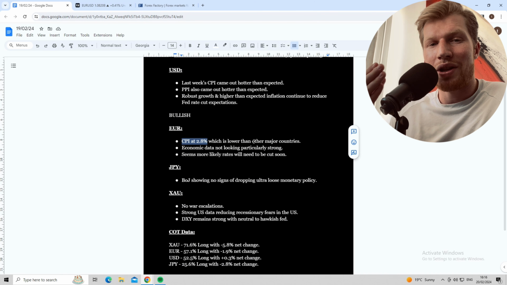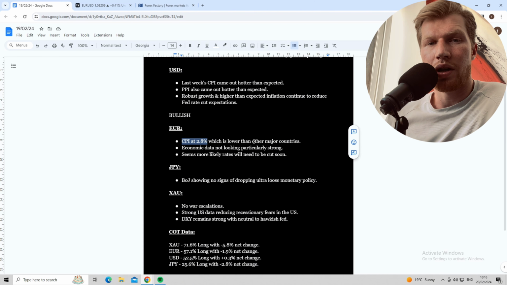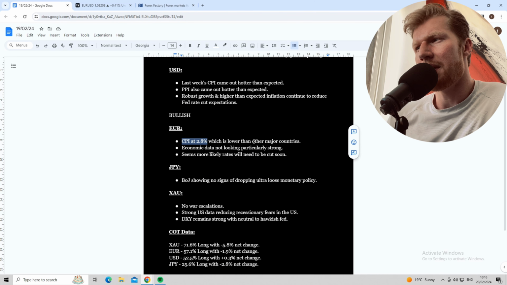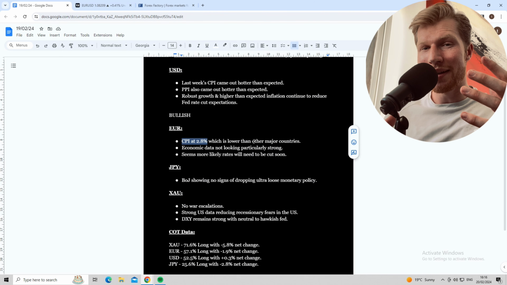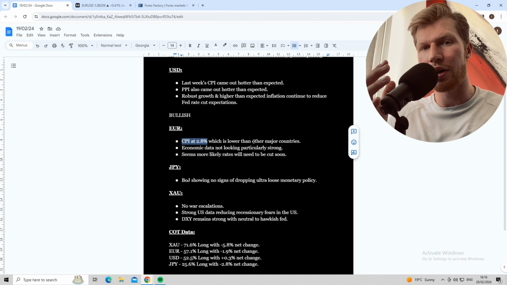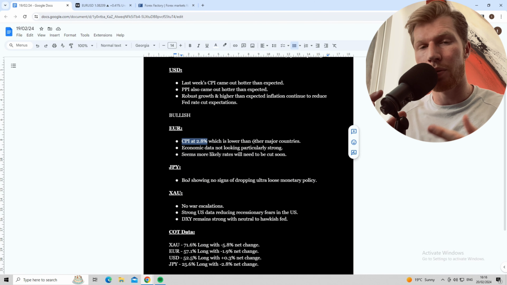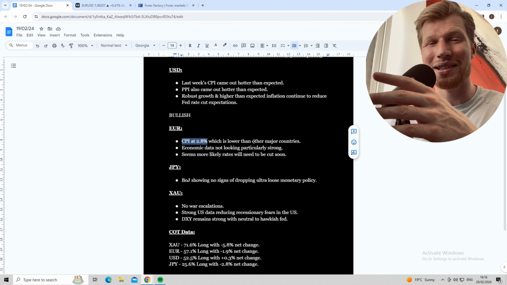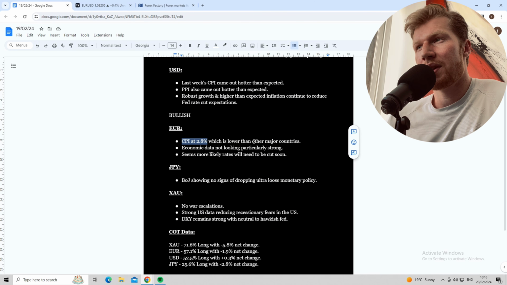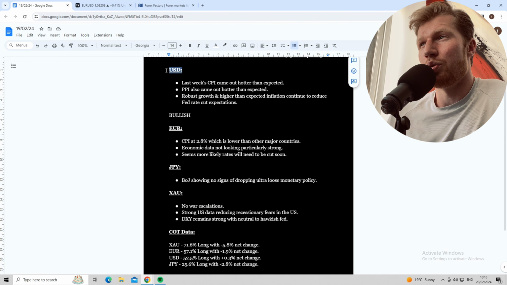The other thing we have in the Eurozone is very weak economic data, very recessionary data. So we've got the situation where CPI is pretty close to target and the economy is looking very weak. To me, it's all screaming that the ECB, European Central Bank, is pretty likely to be cutting rates sooner than the other currencies. I think that's going to lead to a weaker euro in comparison to the US dollar, which is what I'm going to be looking to trade euro against.